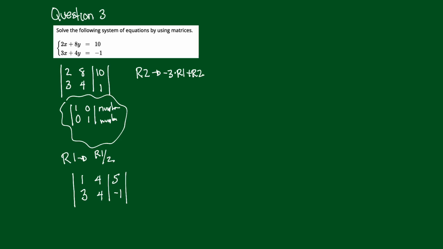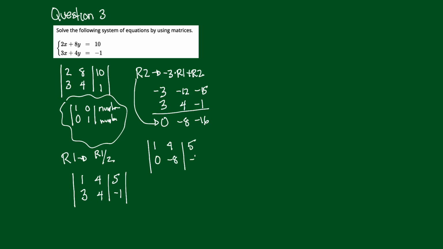All right, so here's what it looks like. Here's this part right here. Negative 3 times row 1. So just pass a negative 3 through here. So multiply everything by negative 3. How about negative 3, negative 12, negative 15, and here's the current row 2, 3, 4, negative 1. You add those together, we'll get 0, negative 8, negative 16. All right, now that is the new row 2. So our new matrix is this. Row 1 is the same, 1, 4, vertical line, 5. The new row 2 is 0, negative 8, negative 16.